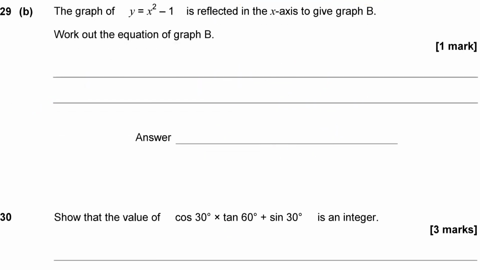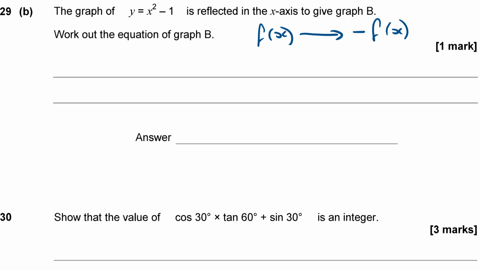Part B says the graph of y equals x squared minus 1 is reflected in the x-axis to give graph B. Work out the equation of graph B. Okay, so when we reflect in the x-axis, our equation f of x becomes minus f of x. When you reflect in the x-axis, the y value will switch signs, won't it? So it's minus f of x.